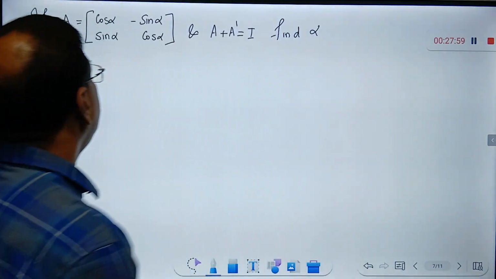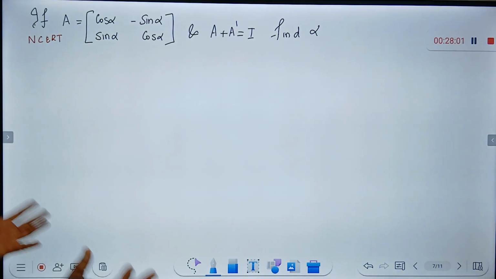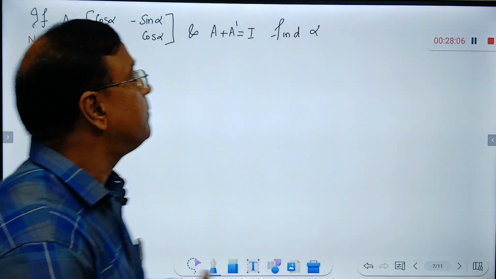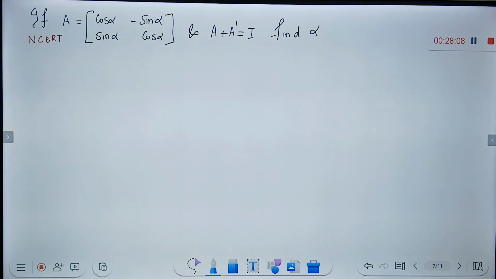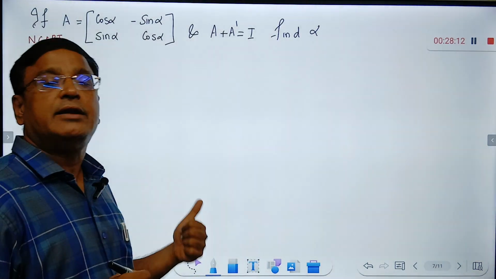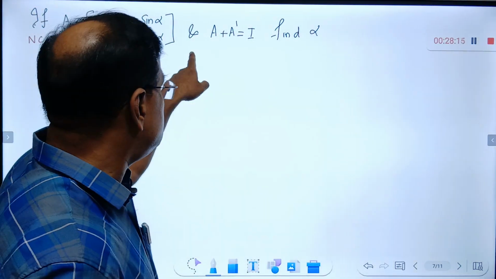Okay, let's continue. If this is an NCERT question, it's a very nice question. Here I assume that alpha is acute. Now A is cos alpha, minus sin alpha, sin alpha, cos alpha, and it is given A plus A transpose is I. I have to find alpha. This condition is given to me.